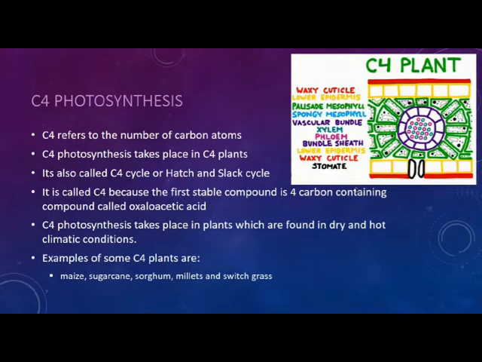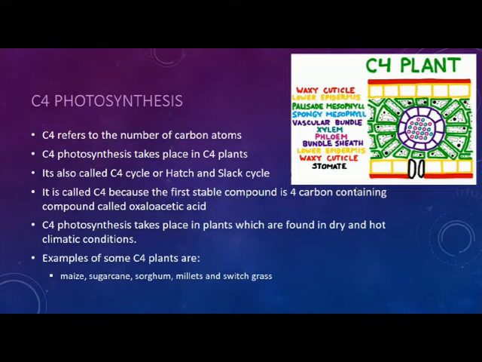Now, C4 photosynthesis is a special kind of photosynthesis. This is the adaptation of some of the plants. So it is obvious that C4 photosynthesis takes place in C4 plants. Here again, the C4 refers to the number of carbon atoms. It is also called C4 cycle or Hatch and Slack cycle. Hatch and Slack are the discoverers of this photosynthesis. It is called C4 because the first stable compound is a 4 carbon containing compound called oxaloacetic acid.